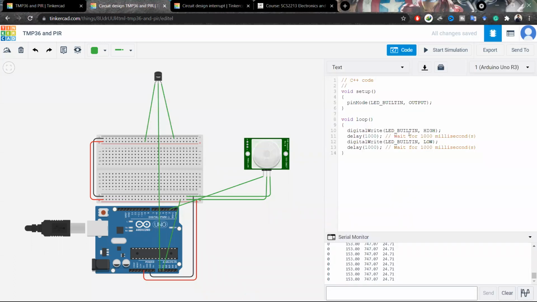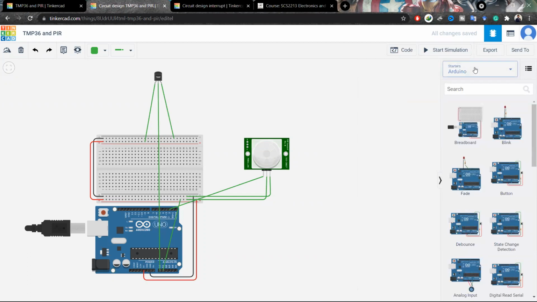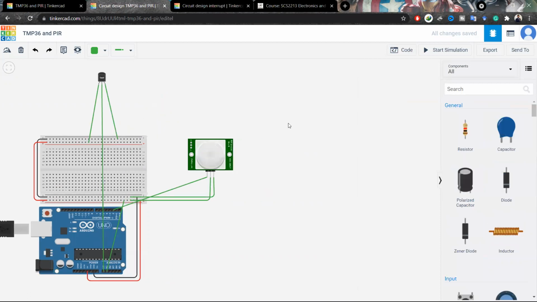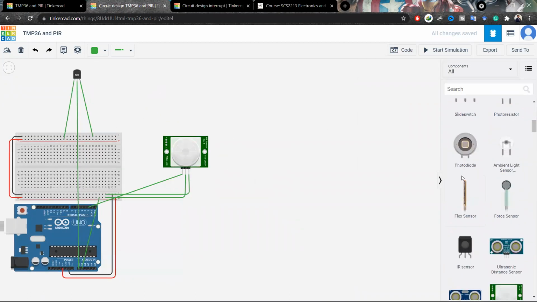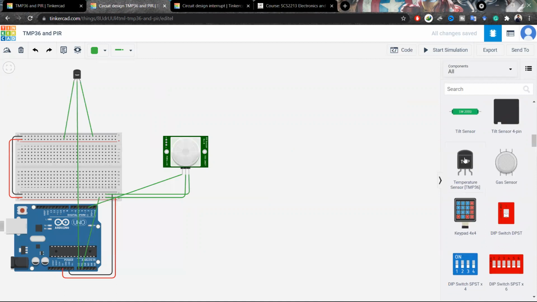Right, so it will reset my code anyway. So I have two sensors. I'm going to use two sensors, right? So, right, I'm going to use this temperature sensor called TMP36, right?